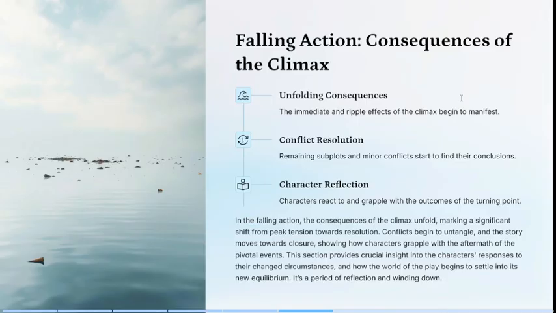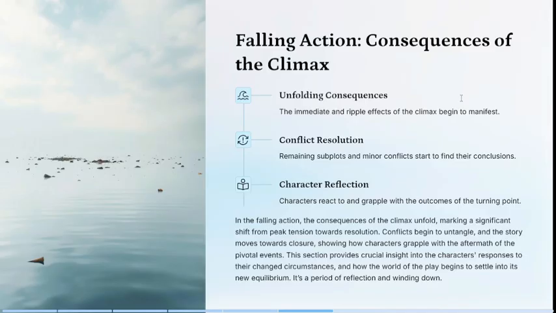Then we have the resolution, where the remaining subplots and minor conflicts start to find their conclusion. Then lastly, the character reflection, where characters react to and grapple with the outcome of the turning point. So in the falling action, the consequences of the climax unfold, marking a significant shift from peak tension toward resolution.